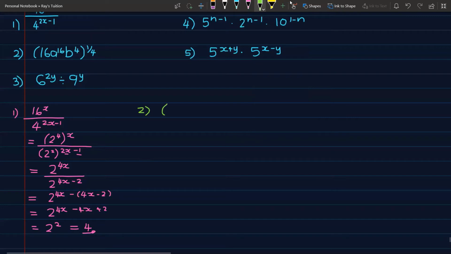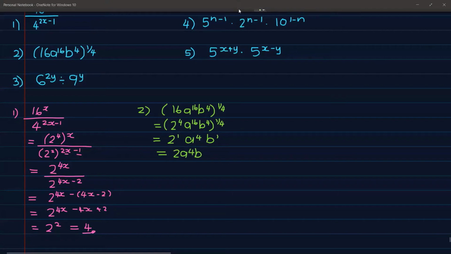So our question is 16 to the power of a, times 16 to the power of b, to the power of a quarter, with 4 to the power of a quarter. Now what we're going to do is convert that 16 to a base of 2, which is 2 to the power of 4. Now when we're raising to a power, we're multiplying. So 4 times a quarter is 1, 16 times a quarter is 4, and 4 times a quarter is 1. So this here just simplifies to 2 to the power of a, times 4 to the power of b.